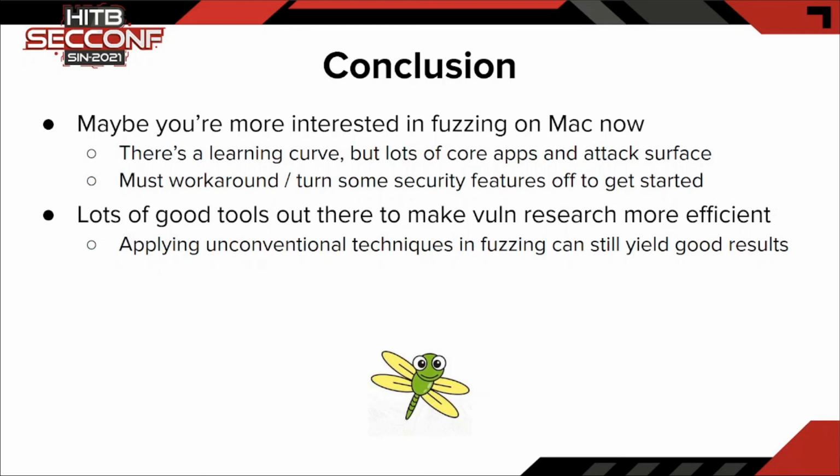There are some things you need to work around, and you need to turn some security features off if you want to use it as a test box. But there's also a lot of good tools out there. dtrace was a great tool to use for this. Mac itself has some interesting tools to give you visibility. There are some more frameworks out there, such as Hookcase, that can give you some more visibility as well. And by applying some unconventional techniques in fuzzing, you can still get some good results. So still shake some bugs out.